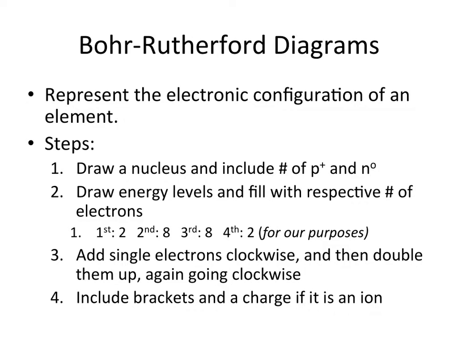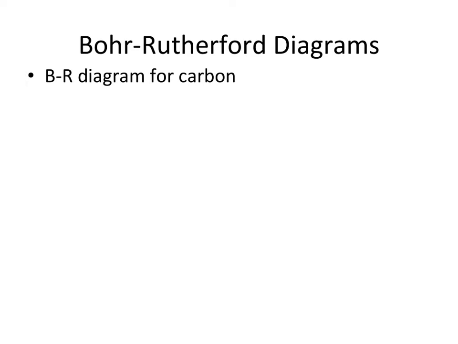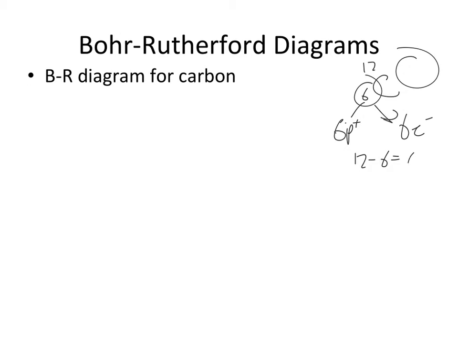So let's do an example here. If we look at carbon, the first thing that we need to figure out is what is the atomic number of carbon. If we draw our little carbon standard atomic notation, we have 12 and we have 6. So our atomic number is 6. Now that means that we have 6 protons, and also because there's no charge here, it also means we have 6 electrons. To find how many neutrons, we take our mass minus our atomic number, and we have 6 neutrons. So we have all our information.